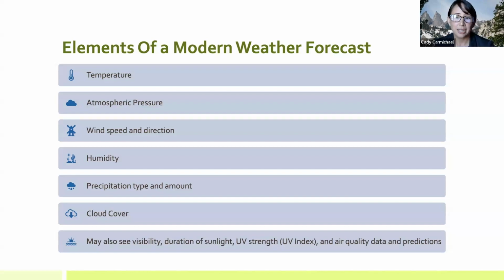And then last but not least, especially more recently, you may or may not see information on air quality data as well. This is particularly important if we have wildfire situations, like what we've been seeing more and more frequently. There may be information on the air quality and also suggestions if the air quality is particularly unfavorable.